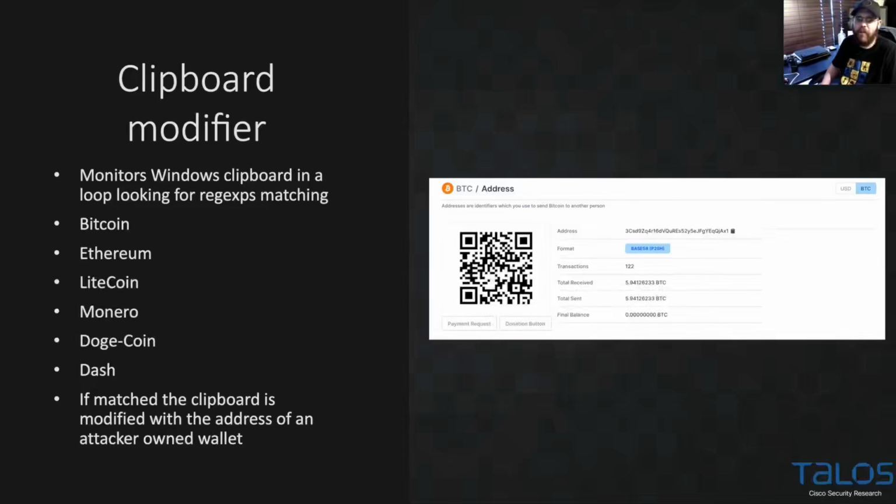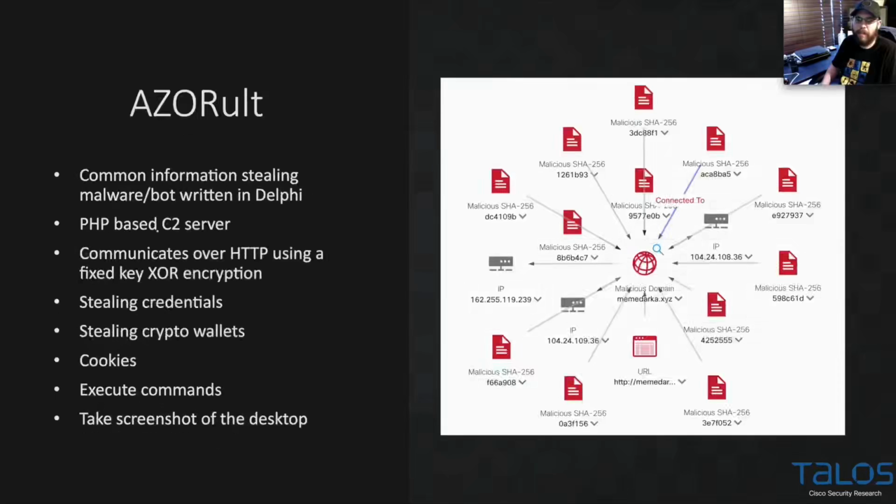So it had wide support for a lot of the most common cryptocurrencies out there, so Bitcoin, Dogecoin, Monero, among others. And when it detected a value had been stored in the clipboard that matched a cryptocurrency wallet, the malware would actually replace that value with an attacker-controlled wallet of the same type, so that if the victim was making a transaction using a cryptocurrency, rather than the cryptocurrency going to the intended recipient, it would actually be transmitted to the attacker's wallet.